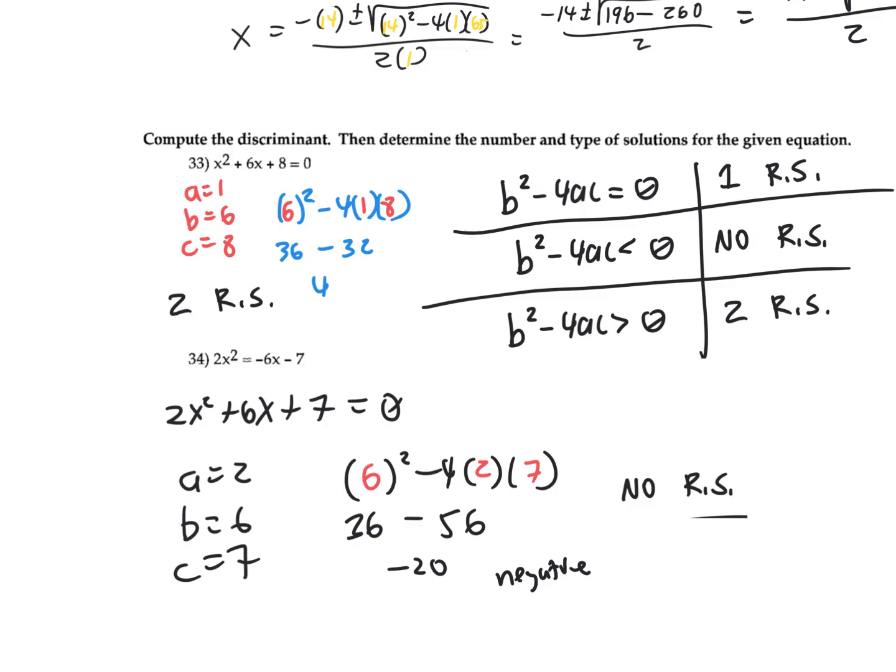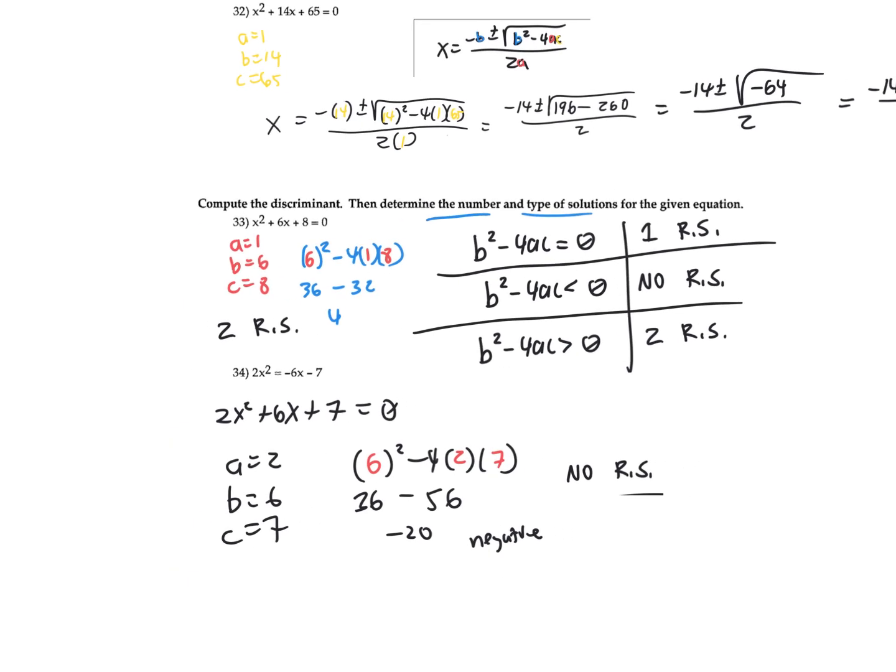Now, I will tell you, I probably should have said this. They want to know the number and type of solutions. There are no real solutions, but that implies that there are 2 imaginary solutions. So I am pretty sure the teacher is going to want you to say that also. Okay. So that's that.